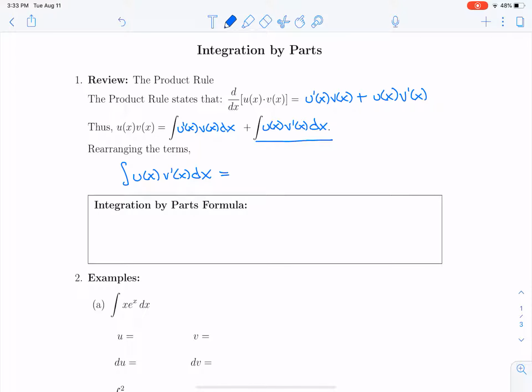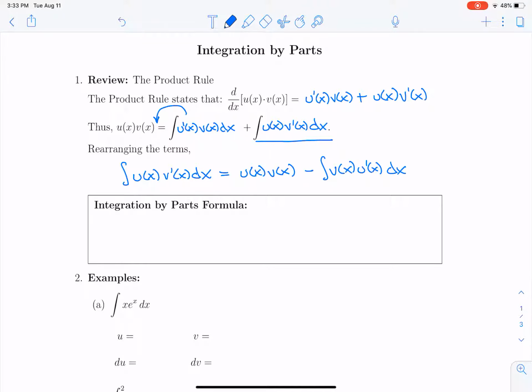In that case, if we solve for that integral, we must have u of x times v of x, and then I'm going to bring the other integral over to the other side, so that's minus the integral of u prime of x v of x dx. Oftentimes, they like to switch the u prime of x and the v of x, so they write v of x u prime of x dx. And this gives us the classic integration by parts formula.